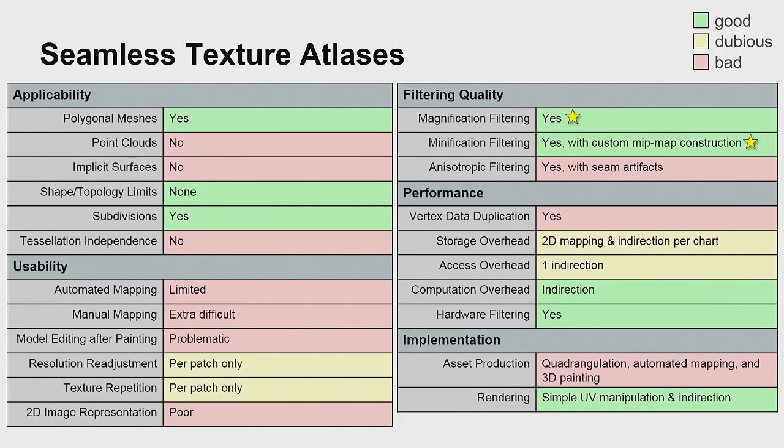So it's solving the problems of magnification and minification filtering with a little bit of a different MIPMAP construction. On the other hand, in usability, it helps maybe a little bit, but the automated mapping is still going to have the problems that we're familiar with from 2D textures. And manual mapping in this case is extra difficult because you're going to have to obey some extra constraints, right? So it's solving some of the problems of texture mapping, but unfortunately not all.